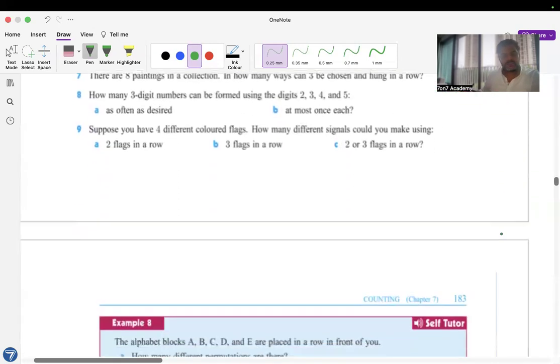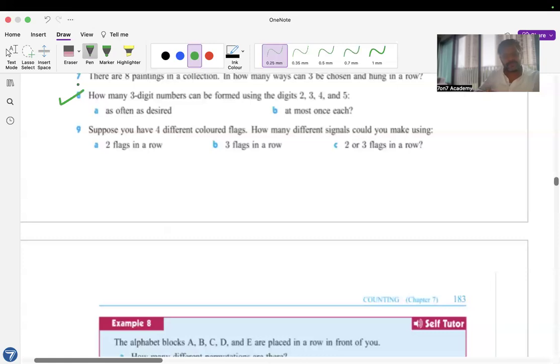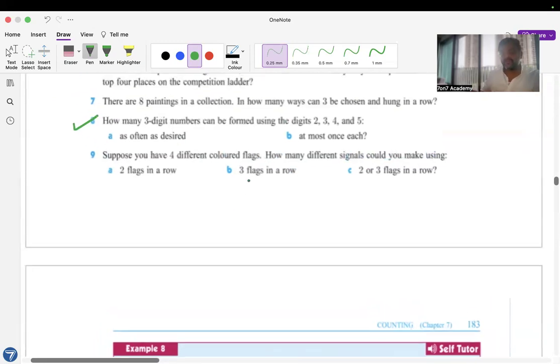Okay, so now let us take some technical questions. How many 3-digit numbers can be formed using these digits? You want to form 3-digit numbers and you can use a digit as many times as you want. So you have 3 places to fill. One place can be filled by any of the 4 digits, so 4 ways. The next place also 4 ways, and this also 4 ways. So how many ways is it? 4 raised to 3, which is 64.